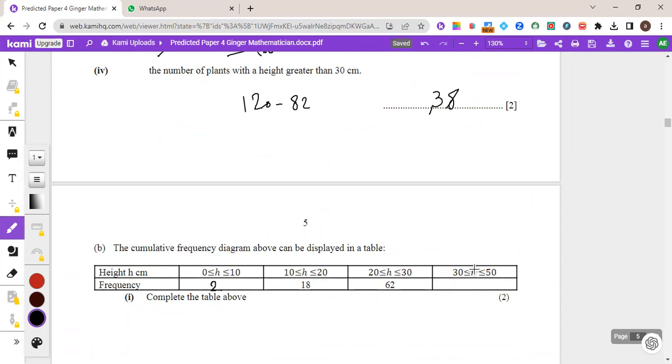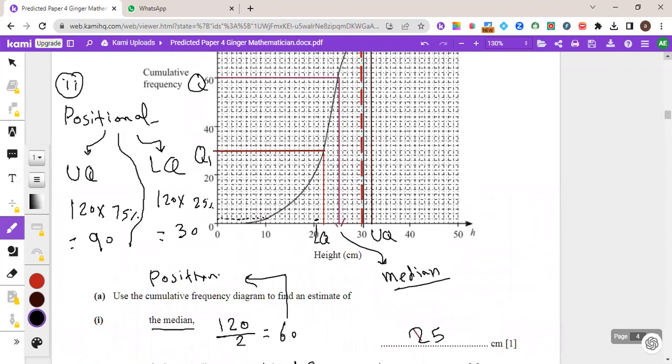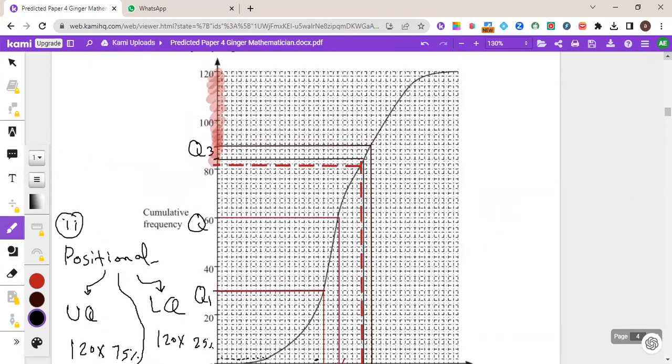Okay, from 30 to 50. Come here, go to 50 and see. 50 is the above one. So 120.